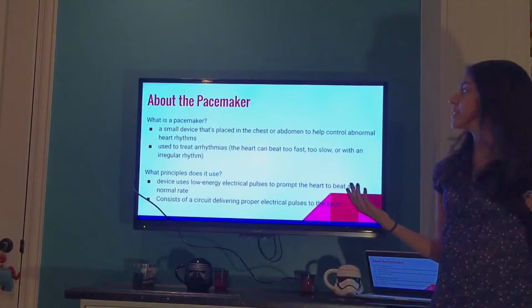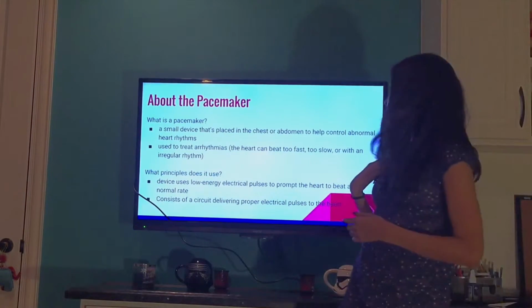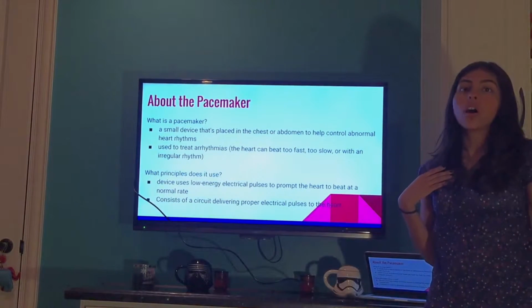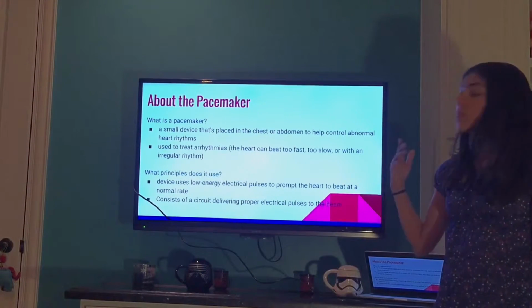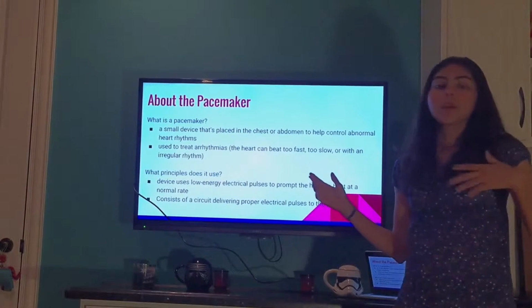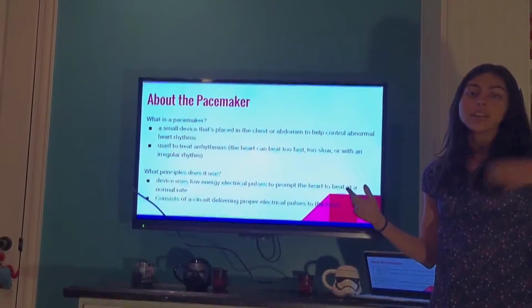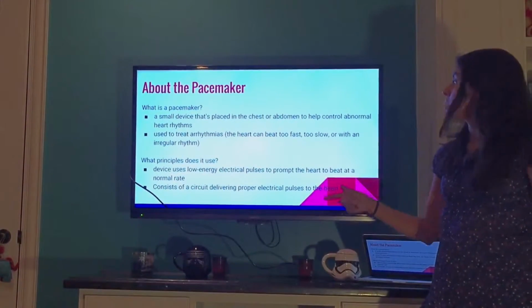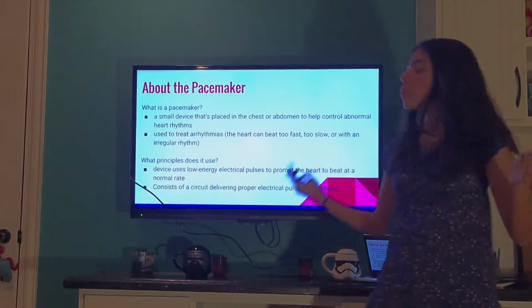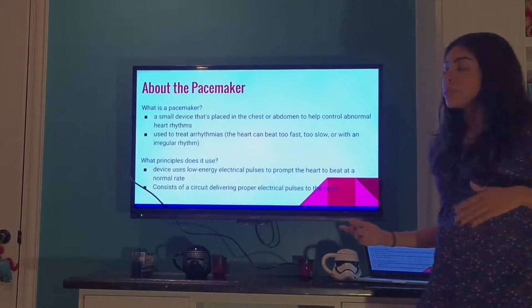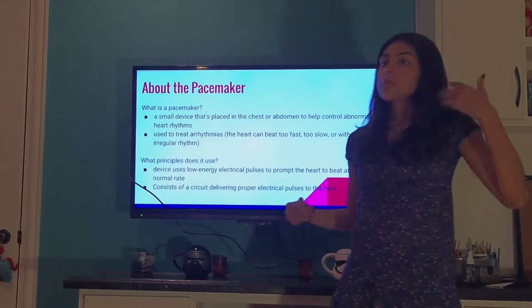We will be talking about pacemakers and the electrical properties of the heart. So quickly, what is a pacemaker? It's a small device that is placed in the chest or abdomen to help control heart rhythms. Those heart rhythms are called arrhythmias, which means that the heart is beating at an irregular pace. That can mean too fast, too slow, or just irregular in its rhythm.